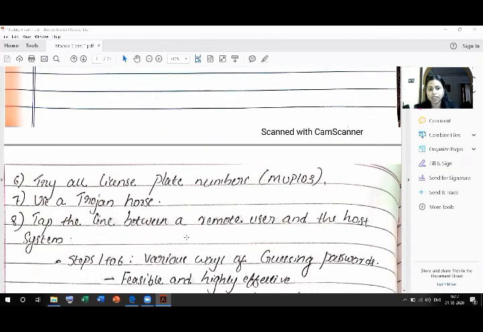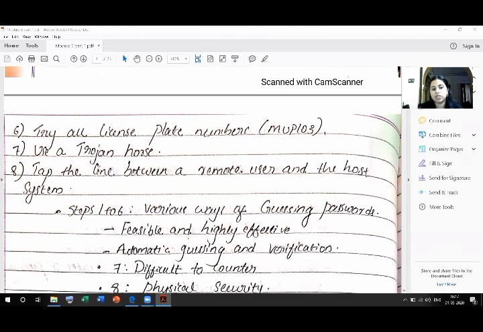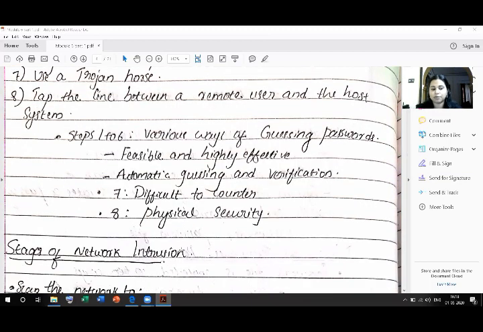Then they try all license plate numbers and use a Trojan horse, or tap the line between a remote user and the host system. Here, steps 1 to 6 are the various guesses of the attackers relating to users, hobbies, families, and phone numbers. Step 7 is a user process that is difficult to count, and tapping the line between a remote user and the host system is about physical security.